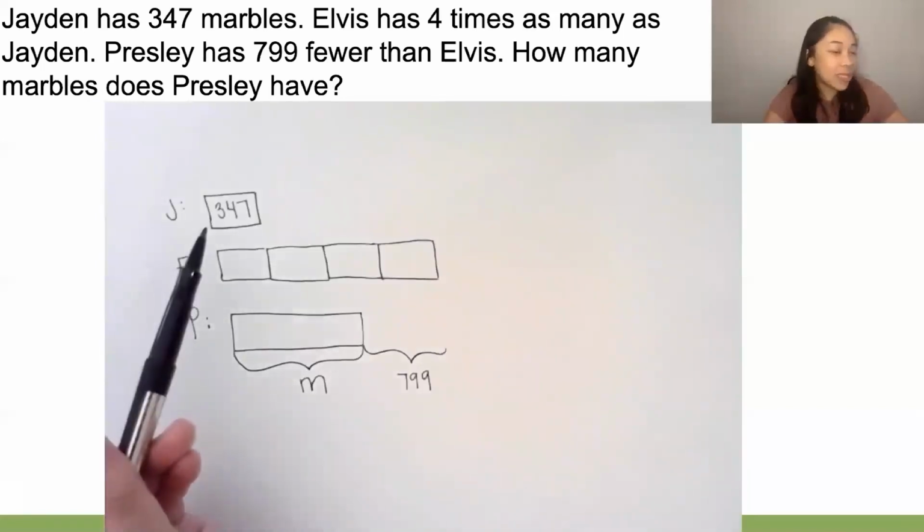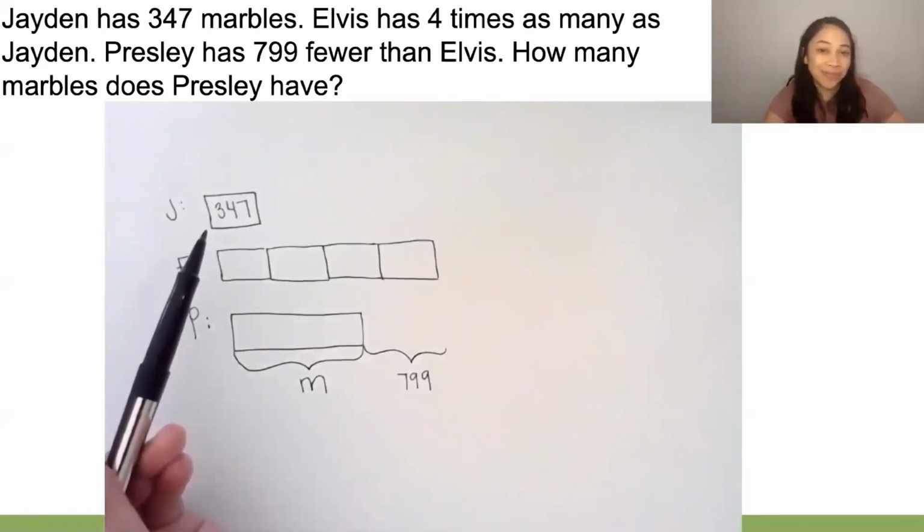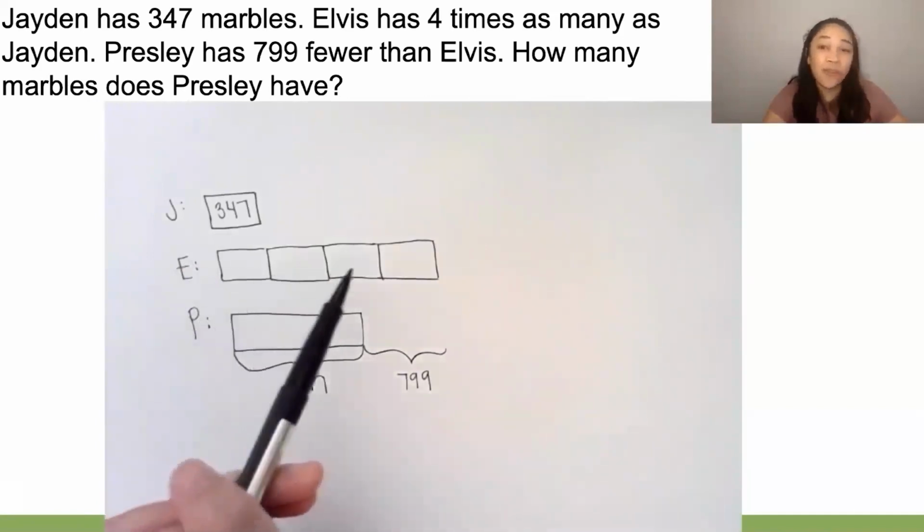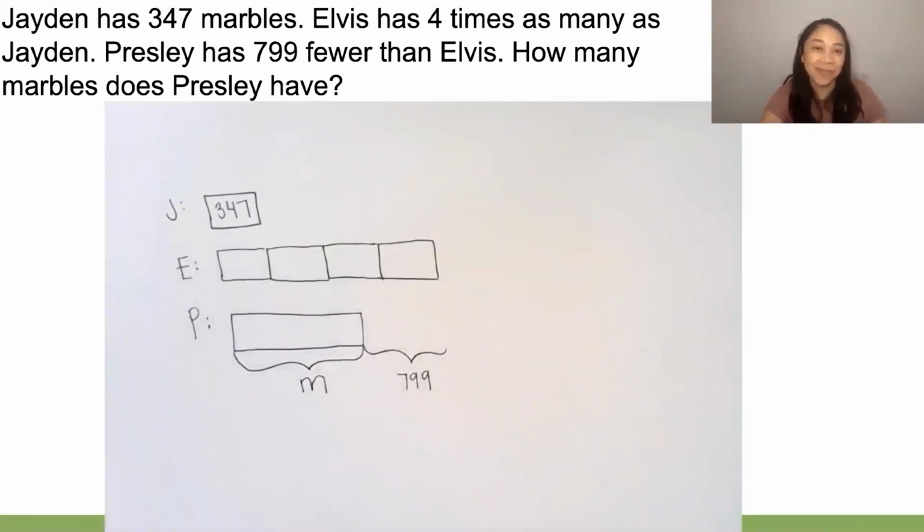Here you can see the first tape represents Jaden's marbles. The second tape represents Elvis's marbles. And we can see that it's 4 times as long as the first tape. The third tape represents Presley's marbles. Why is Presley's tape shorter than Elvis's tape? It's because Presley has 799 less marbles than Elvis. What is it that we're trying to find out? We need to find out how many marbles Presley has. So I've labeled it with the variable M.